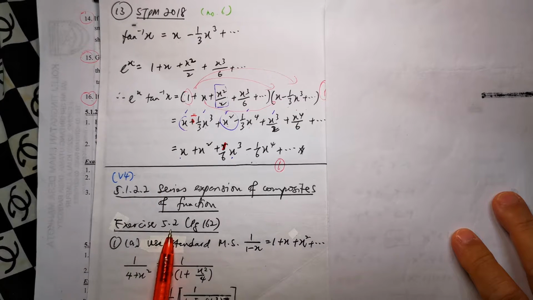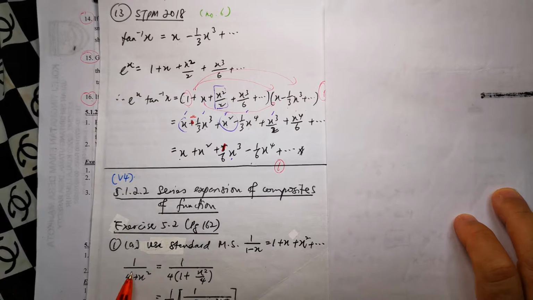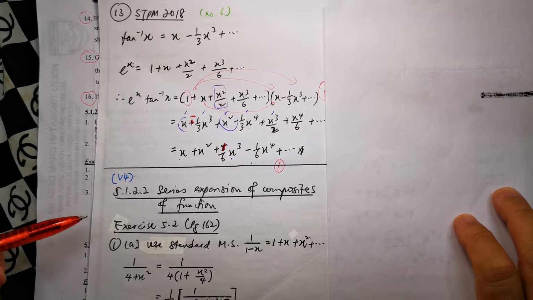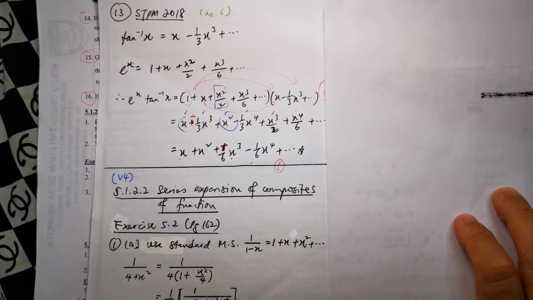So exercise 5.2, I'm going to discuss question 1A. The question is: use a standard Maclaurin series to find the first 4 non-zero terms of the series expansion for the following functions, then also state the interval of convergence in each case. The question wants us to find the expansion for this function, 1 over 4 plus x squared.